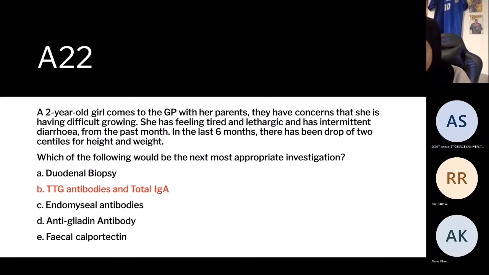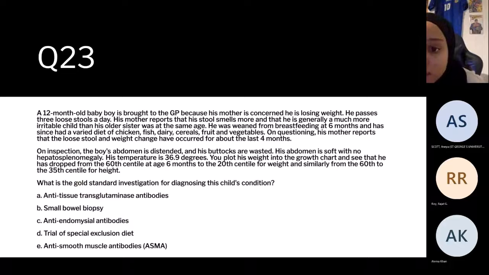So if you move on to question 23, a 12-month-old baby boy is brought to the GP because his mother is concerned he's losing weight. He passes 3 loose stools a day. The stools smell more, and he is generally a much more irritable child than his older sister at the same age. He was weaned from breastfeeding at 6 months and has since had a varied diet of chicken, fish, dairy, cereals, fruit, and vegetables. On questioning, his mother reports that the loose stools and weight change have occurred for about the last 4 months.